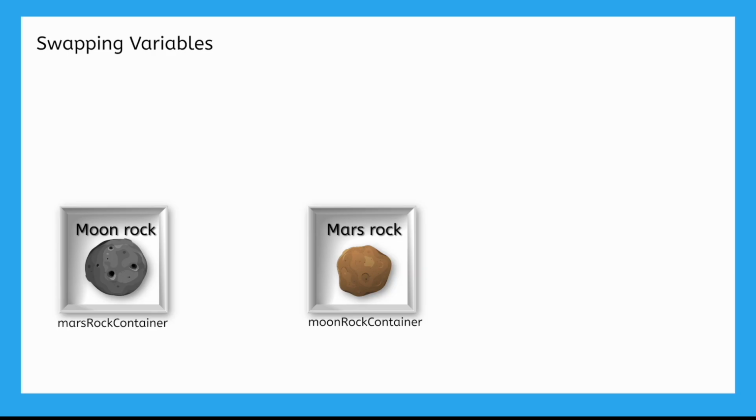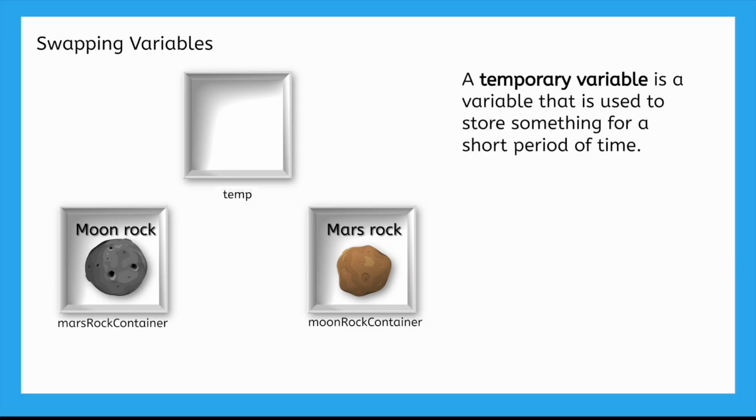Since the rocks are very heavy, we can only pick one up at a time, and we don't have enough room to keep two rocks in one container. So, how can we accomplish the swap? I know, we can introduce another container to keep one of our rocks while we swap. We will create a temporary variable named temp. A temporary variable is a variable that is used to store something for a short period of time.